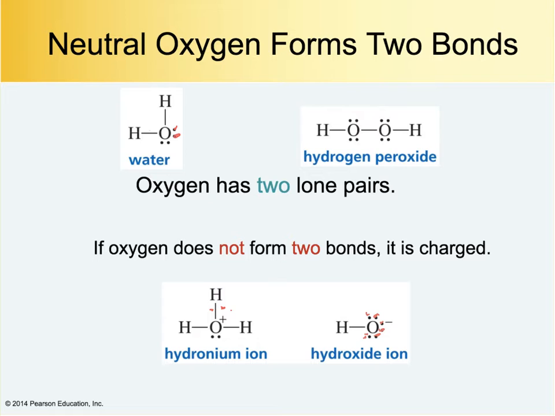Very similar across these things. So if oxygen doesn't form 2 bonds, it has to be charged. If a nitrogen doesn't form 3 bonds, it also has to be charged. If a carbon doesn't form 4 bonds, something else is probably going on, either radical, carbanion or carbocation.